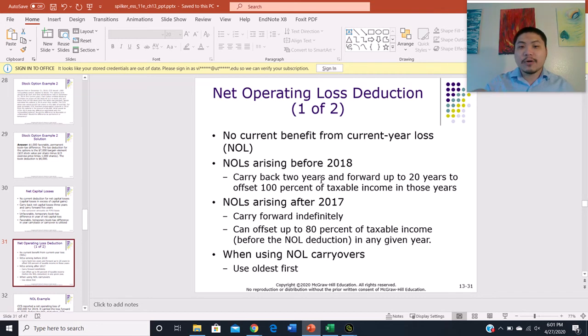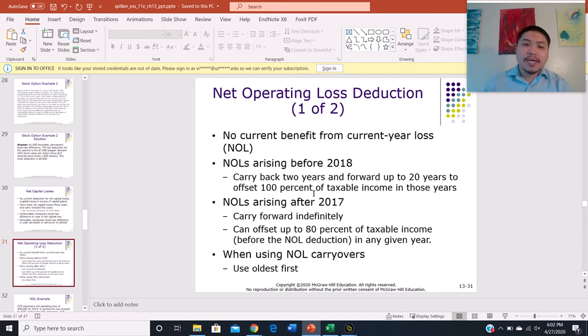For 20 years, and up to 100% of taxable income for those years, right? So basically, let's say in 2017, a corporation has a net operating loss of $1 million. And in 2018, the corporation has a net income of $1 million as well, right? So what we can do is carry over the net operating loss from 2017 to offset 100% of the net income in 2018. So in 2018 the income is going to be offset and become zero, so the firm doesn't have to pay any tax on that, right? So that was for net operating loss that happens before 2018.